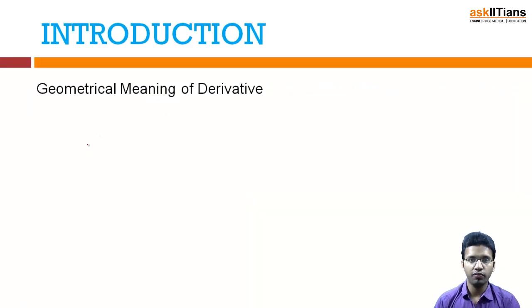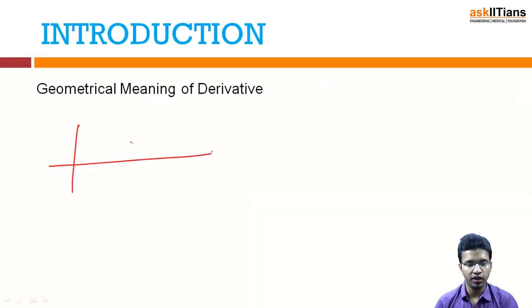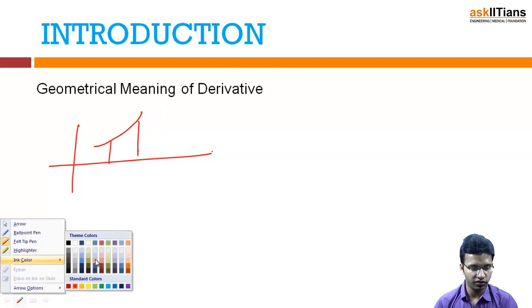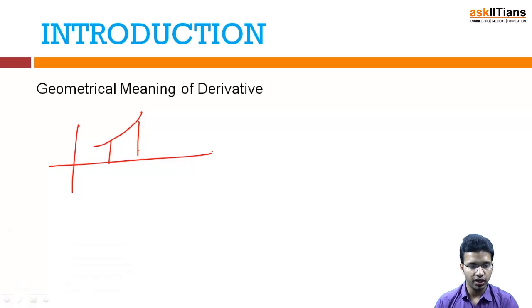Now the geometrical meaning. As I've said already, earlier we took 2 points like this. So let me change the color here. Here I am saying the derivative means the rate of change at a particular point, which is measured by the slope of the tangent. Now again, what is slope? Slope of a line is basically constant.